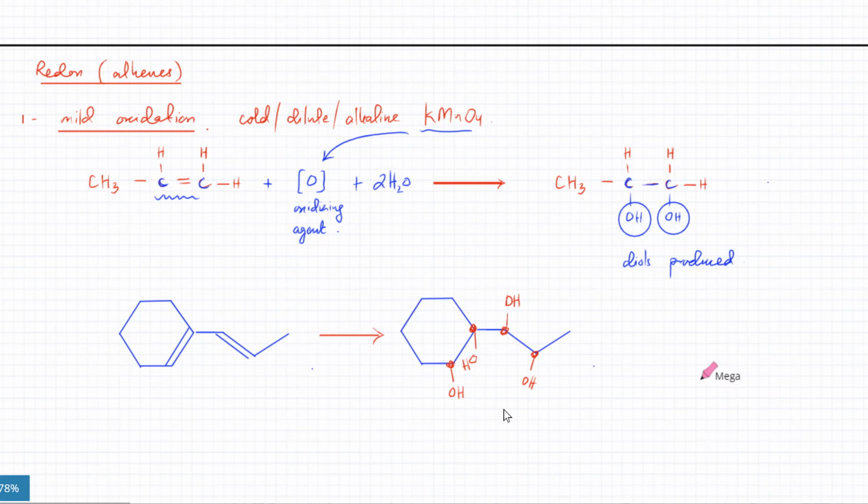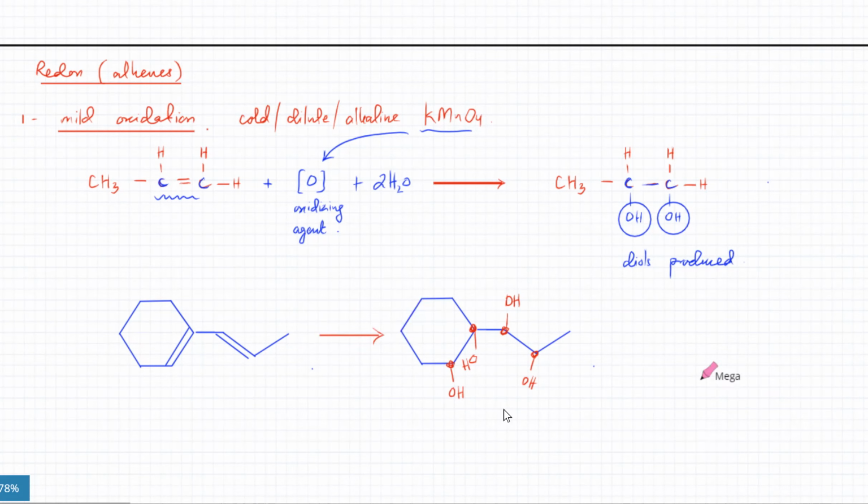So strong oxidation of alkenes, first thing, conditions. It's going to be hot, concentrated, and acidified KMnO4. So stronger conditions, hot, concentrated, you're heating it. And remember, KMnO4 is a really powerful oxidizing agent, potassium manganate(VII).